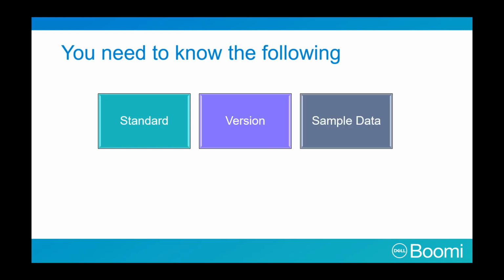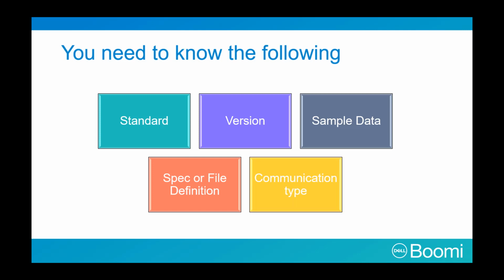You need to have some sample data so you understand what you're loading into your system. From the sample data, you can determine the transaction type you have so you can get the spec. If the spec is unavailable, such as you're using a custom standard, you need to have a file definition.